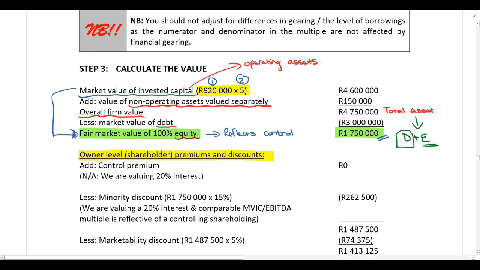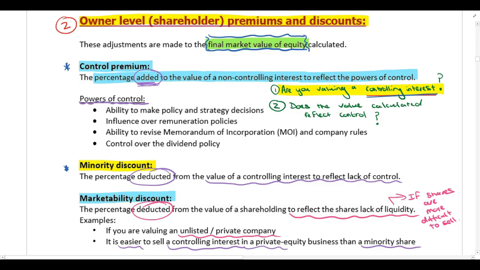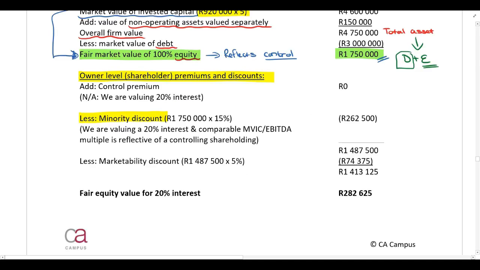So if this value reflects control, we are going to have to deduct a minority discount so that we can get the value that does not reflect control. Now remember, when we look at minority discounts, the range is anything between 15 and 20%. So I'm deducting 15% in my example over here. And after doing that, I will get the value of a non-controlling interest.